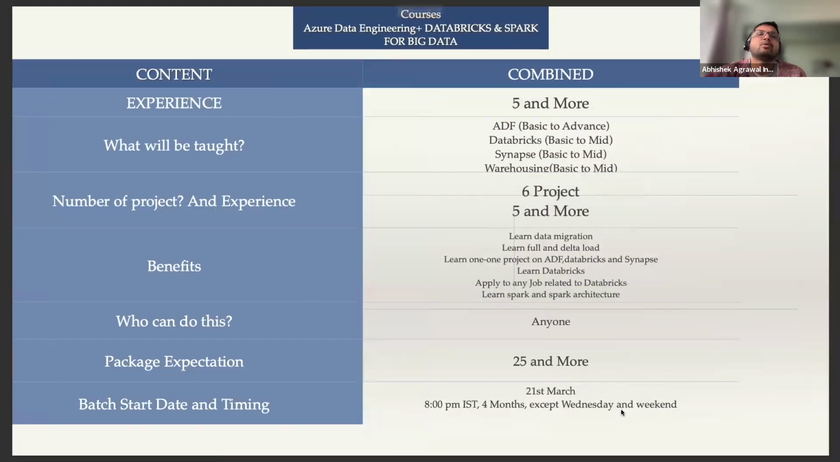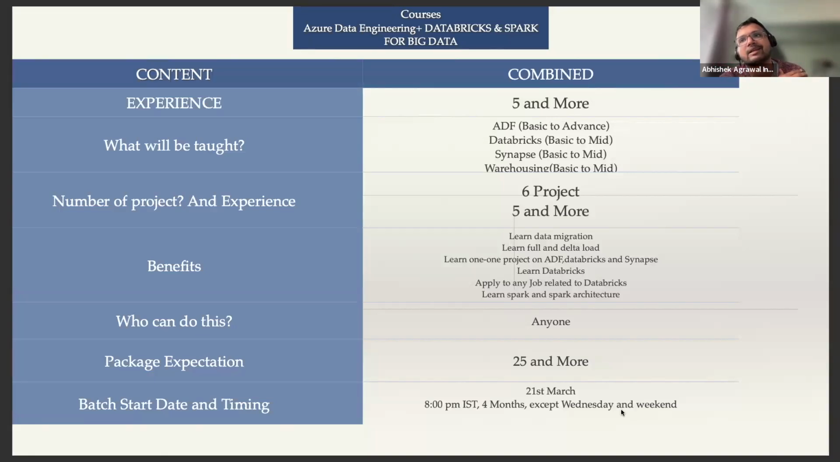Then we have a combined course, which is a combination of both of the courses, right? So if you want to learn everything, from the start till the end, for 4 months, then you can enroll for the combined course. We learn Data Factory, Databricks, Synapse Analytics, Fabric. We learn everything. Then we will do 5 to 6 projects in this. Benefits are you learn data migration, Spark optimization, everything.